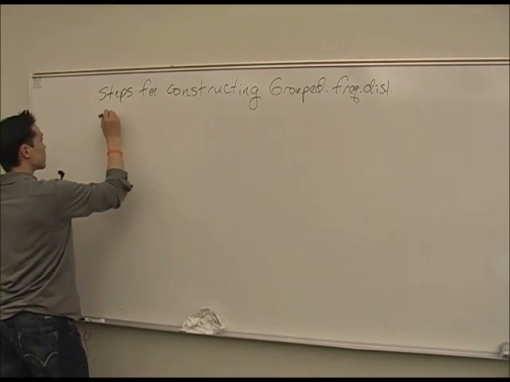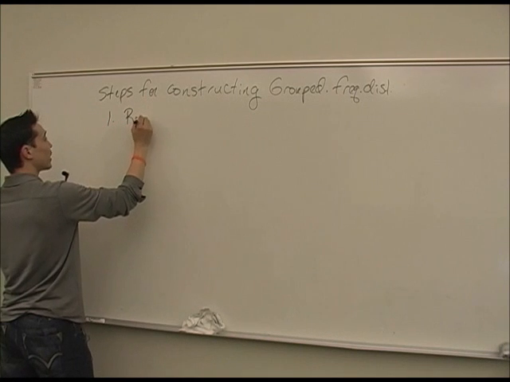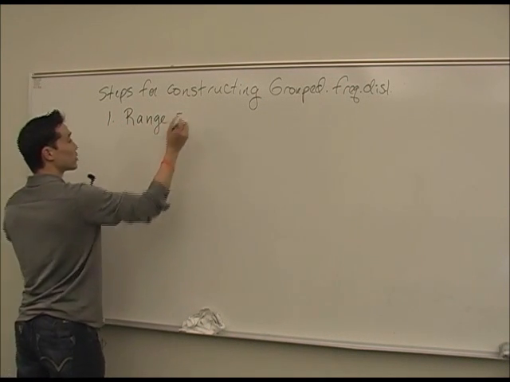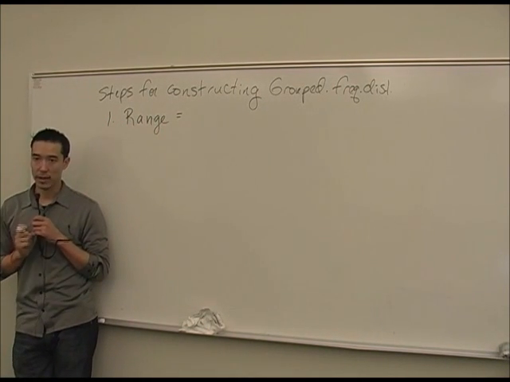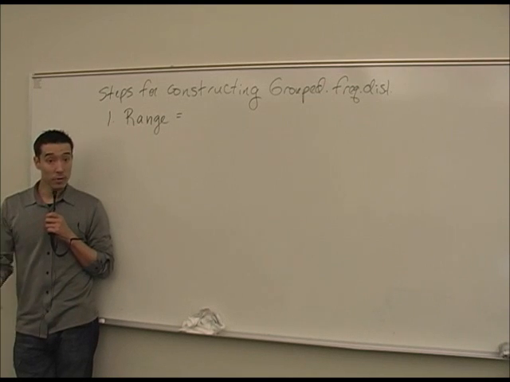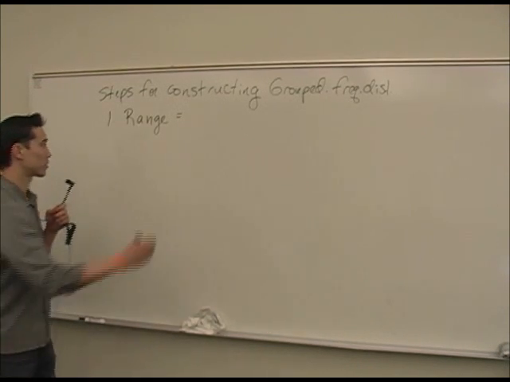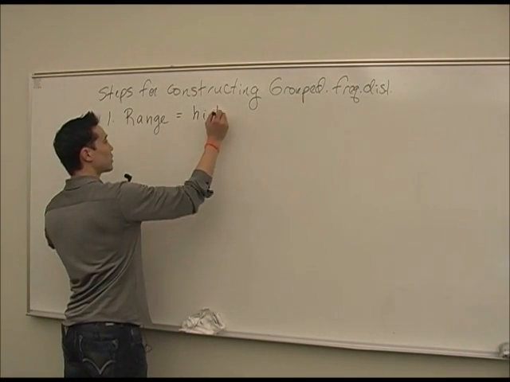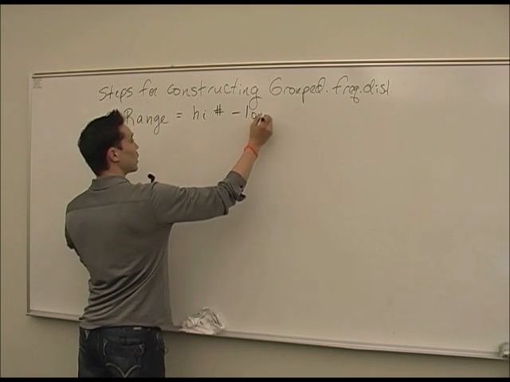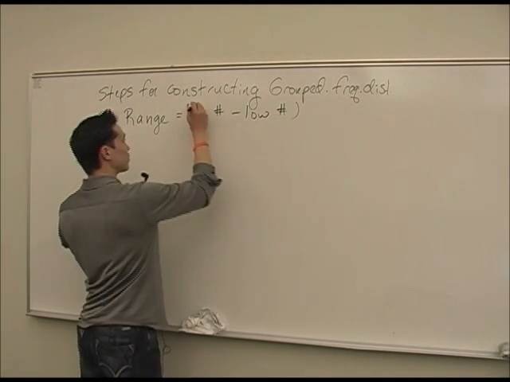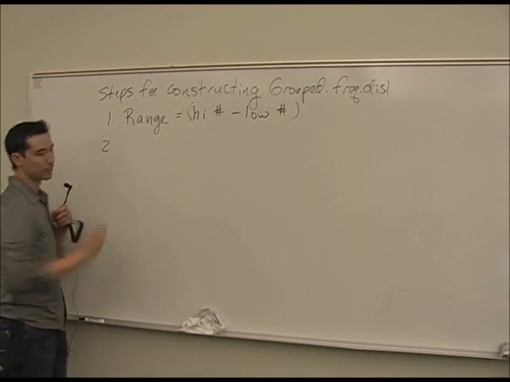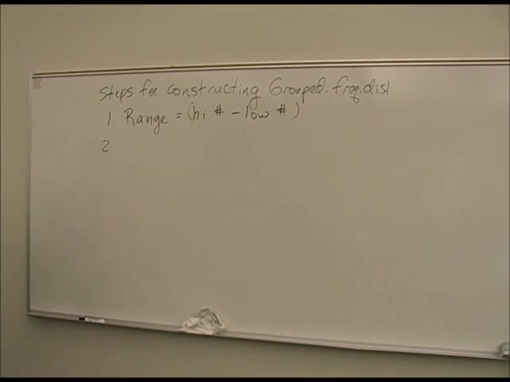Step number 1 is you have to find what we term the range. If you go through all of your data, your range is simply the highest value minus the lowest value. That's it. That's how you find the range. So it's your highest number minus your lowest number.